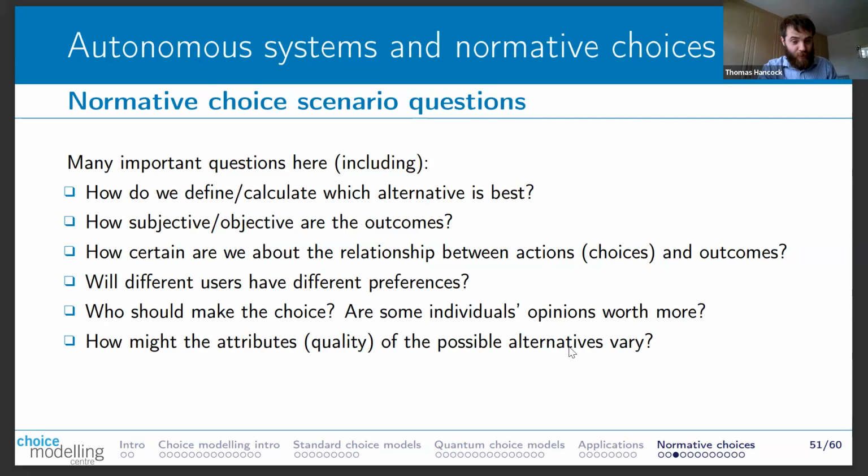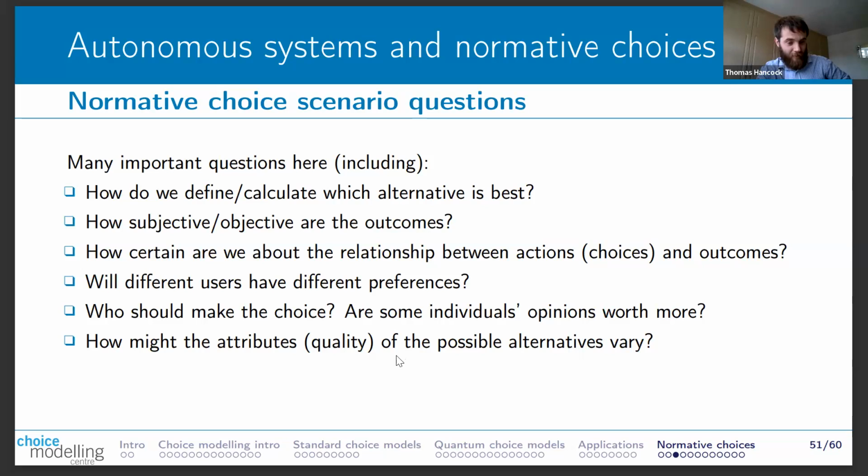Will different users have different preferences? So that's going to be quite a big one in terms of, well, a lot of different case studies. There's a lot of different cases where different individuals have different preferences, and how do you actually take account of that? And how important is it to take account of that?